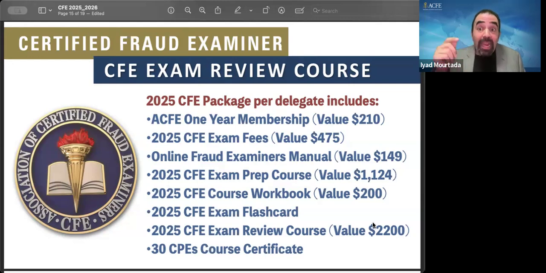Try to take the exam now in 2025, because in 2026, by June 1st of 2026, the exam will change. So your deadline is not actually 1 year. Your deadline is until June 1st. After June 1st, everything will change. The exam will change, the questions will change, the exam is going to be 3 parts. You can go to YouTube and watch my other video, the changes in the CFE exam.